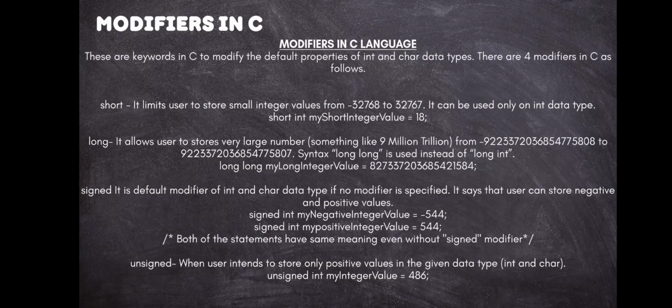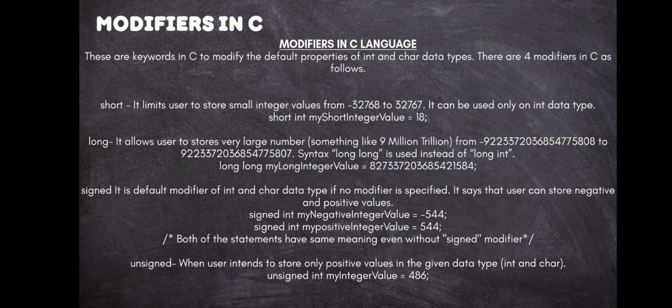Now let's discuss the modifiers in C language. The modifiers in C are keywords to modify the default properties of integer and character data types. Well, there are 4 modifiers in C as follows. The first one is short. It limits the user to storing small integer values from minus 32,768 to 32767. It can be used only on integer data types.